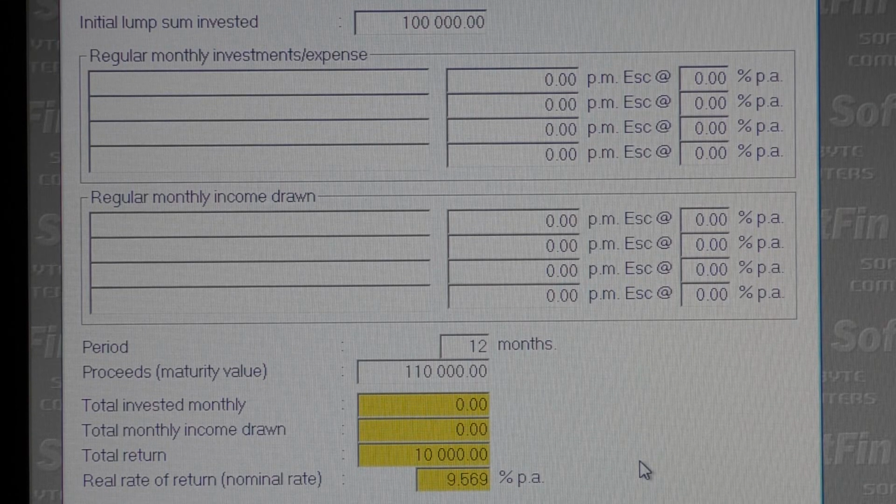We obviously work out the return as being 10%. The investment fund claimed 14% because after costs and commissions, they allocated 96,000 Rand to the investment, and the 96,000 grew to 110,000. The calculator shows the true nominal rate of return as being 9.569%.